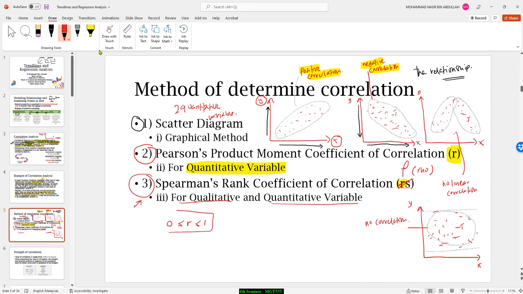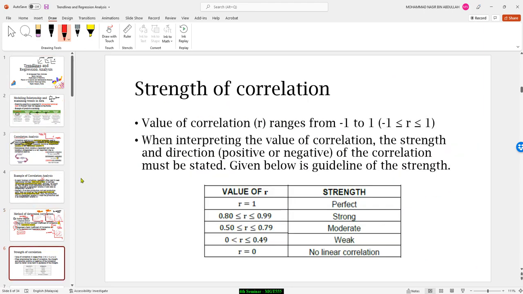The value of R and rho is always between 0 and 1. It cannot exceed 1, it cannot be lower than 1. Right? So now kita tengok the classification of the R value. So the R value will range from, not 0 to 1, it's from -1 to 1.